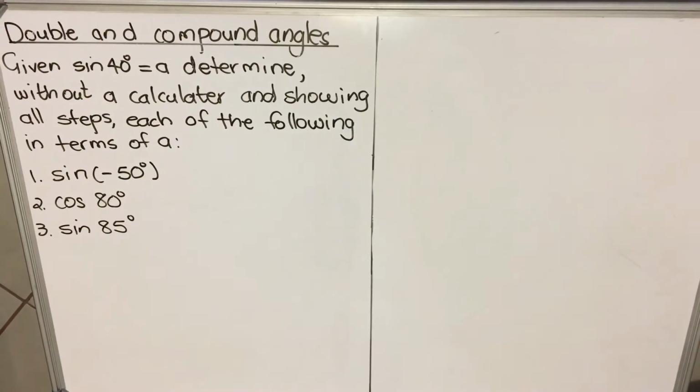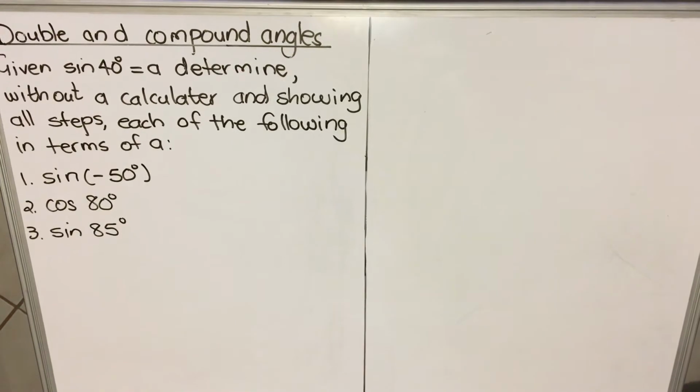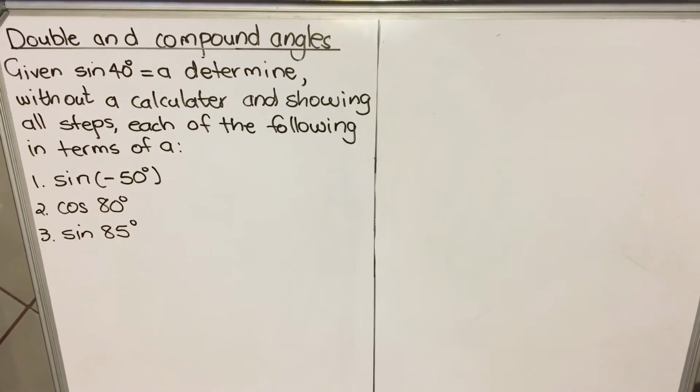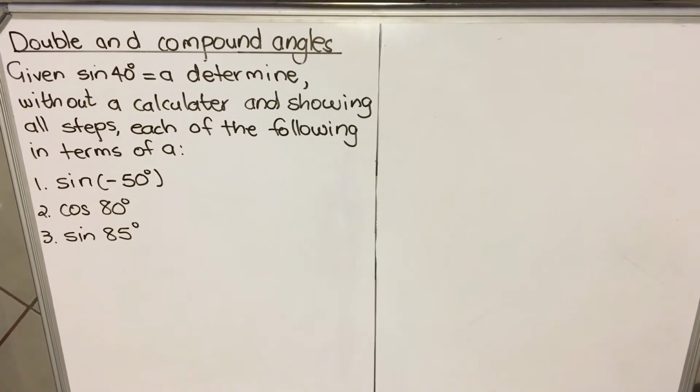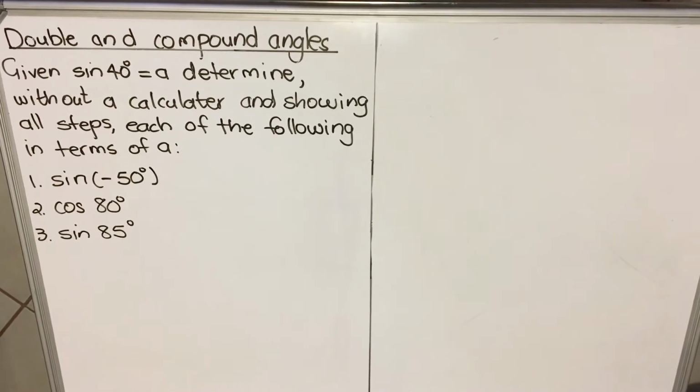Hello everyone, this is a question where we're going to use double and compound angles. It's a grade 12 lesson, but these double and compound angles would be on a Cartesian plane. How would you know that you have that kind of a question?